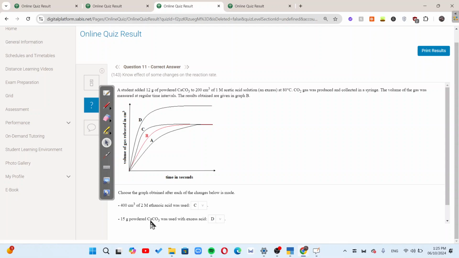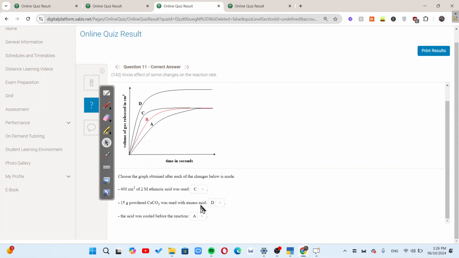If 15 grams of powdered CaCO3 were used, we know that 12 grams of CaCO3 was used, and CaCO3 is your limiting reagent, because we know that the acetic acid was in excess. So if you increase the amount of CaCO3 you're using, you're increasing the rate, and it's going to end at a different point than the rest. So this is definitely D. If the acid was cooled, then it's A, because decreasing the temperature will decrease the rate. This is the lowest rate, so we choose it. That's it. There are only 3 parts to this question, so let's go on to the next one.